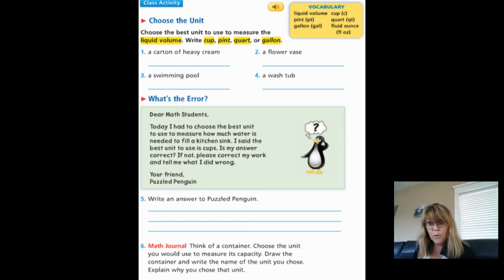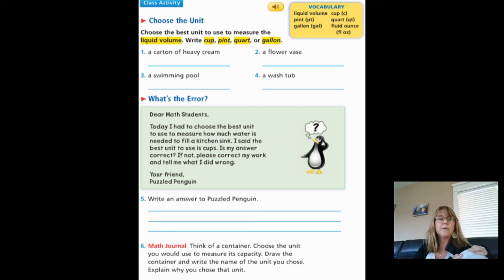A swimming pool better be measured with your biggest measuring device, which is a gallon. And a wash tub. Gallon.